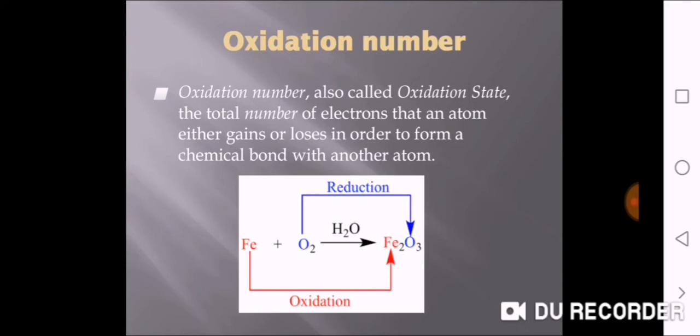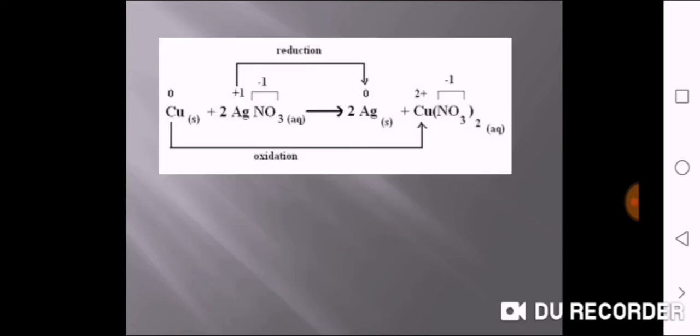Here is an example. Here, iron reacts with oxygen in the presence of water and produces ferric oxide, where iron loses its electrons and produces Fe3+, and oxygen receives those electrons and produces the 2- ion. Here is another example of oxidation and reduction. Copper reacts with silver nitrate and produces silver and copper nitrate.